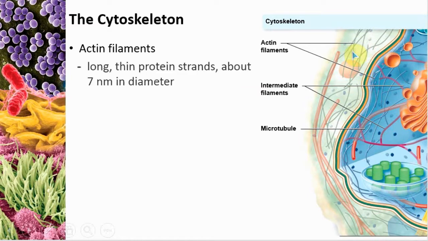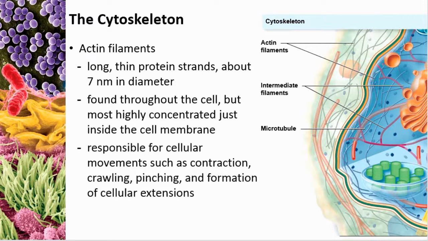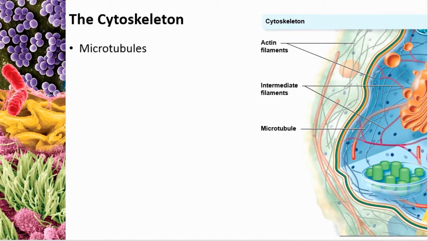But just be aware there are actin filaments, which are very long, thin protein strands, about 7 nanometers in diameter, found throughout the cell, but mostly inside the cell membrane, or just barely on the inner surface of the cell membrane. Responsible for movements and contractions, crawling, pinching, and formation of extracellular extensions such as pseudopods. Really heavily involved in phagocytosis and those sorts of things that change the shape of the cell membrane.